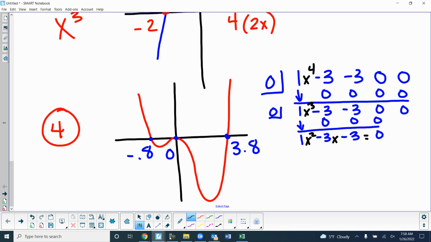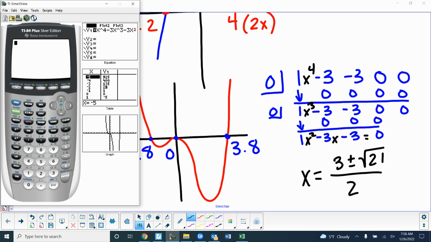Okay? And you can write it in radical form. When you do it, here's what the answer is. 3 plus or minus the square root of 21 over 2. So watch. So 3 plus the square root of 21 divided by 2. There's your 3.8. Okay? So it'll work doing it that way too. But you've got the calculator that finds the zeros, right? So just do that way.